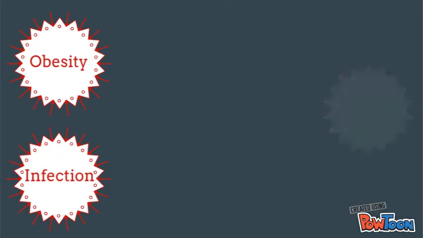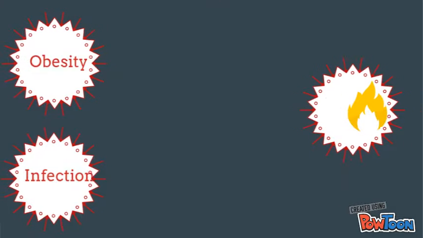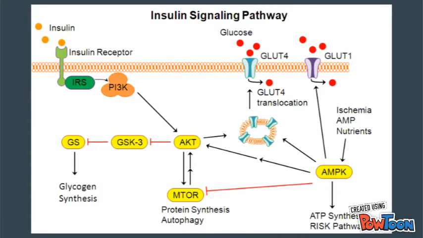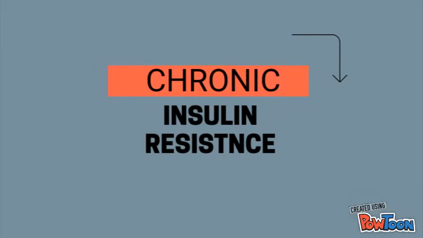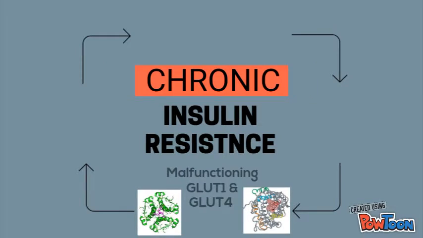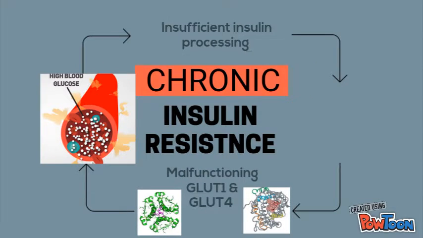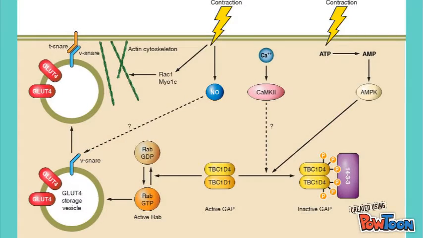Infections, obesity, and inflammation can alter the flow of glucose through these pathways by inactivating enzymes involved in the GLUT1 pathway product production and the inhibition of the GLUT4 pathway. Once chronic, this can develop into insulin resistance and the inability to break down and store glucose when glucose levels are elevated.